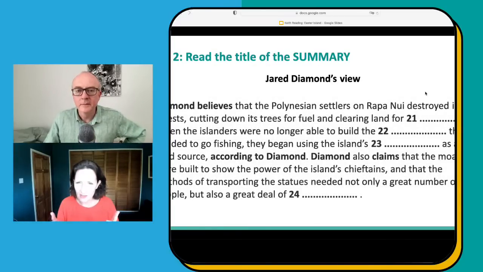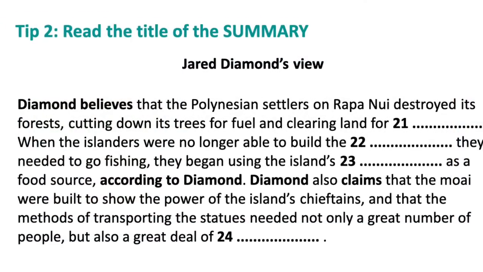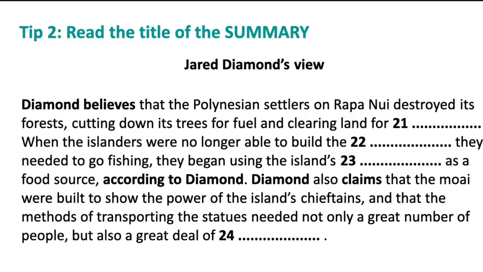Just a quick look at the summary, I think. Okay, so how many gaps are we going to look for today? 1, 2, 3, 4. Just four. But you can see I've put in bold, it's all opinion. Diamond believes, according to Diamond, Diamond claims. This is all the academic language you need when you go to university. You research other people's views and you could see how it's real life. And then just put the next slide so we can look at the text.